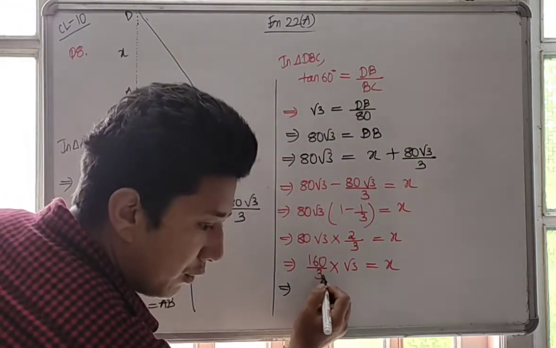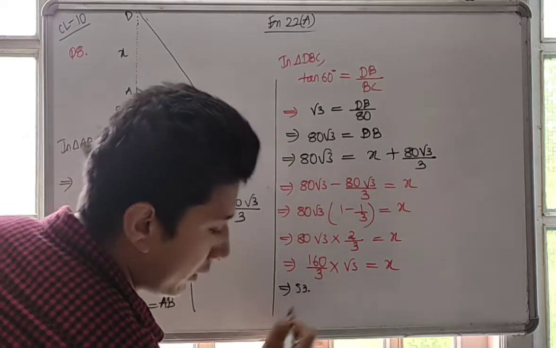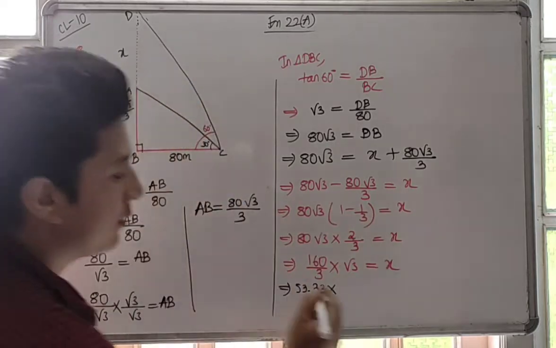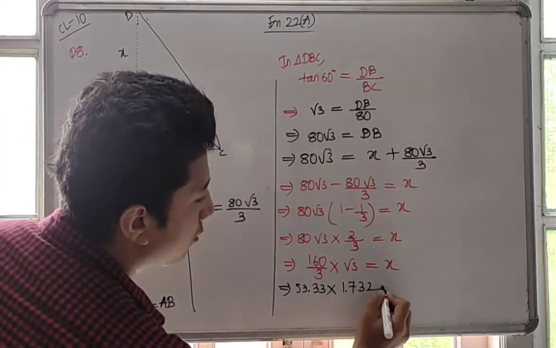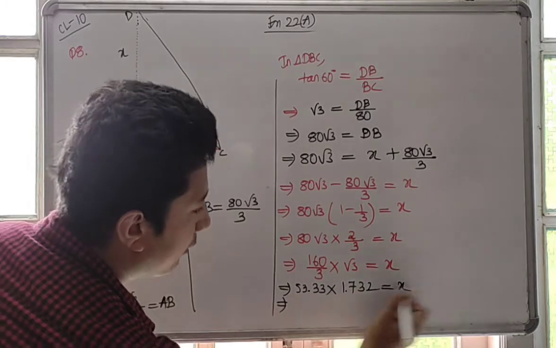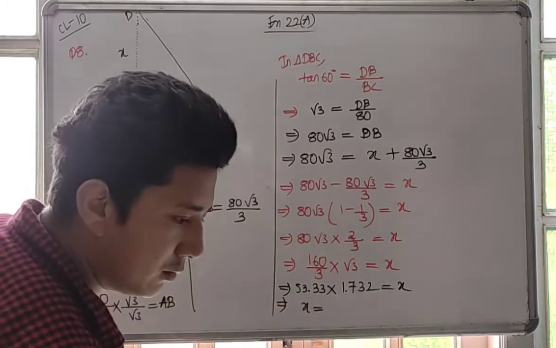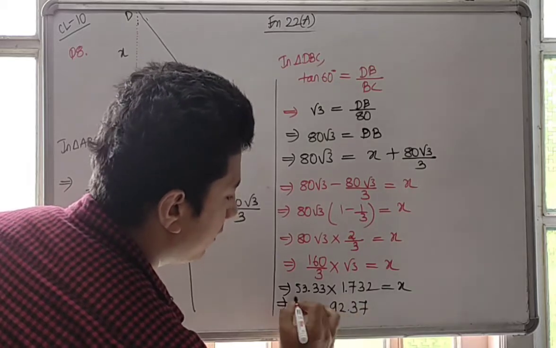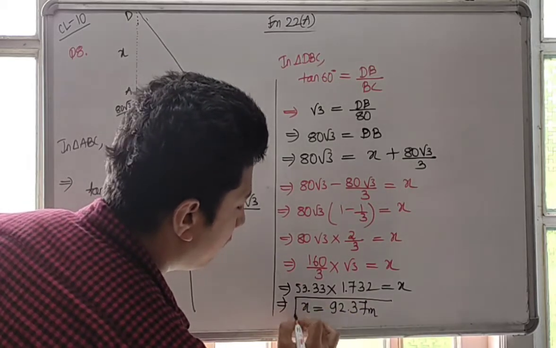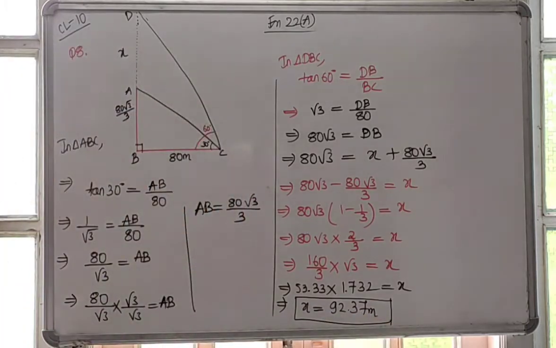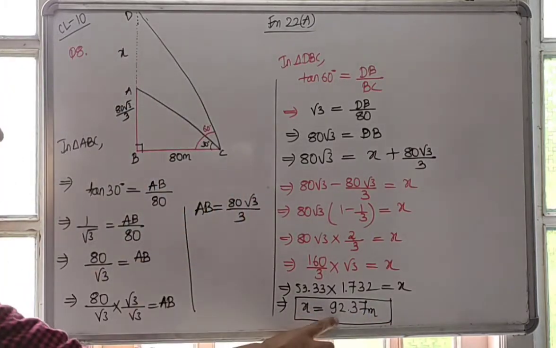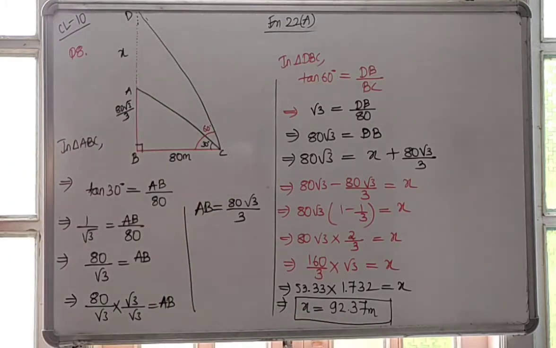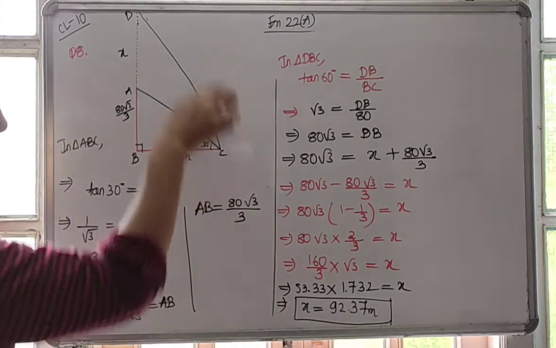160 by 3, if you do, you'll be getting 53.33, and root 3, you know, it is 1.732. So when you multiply these two numbers, you will be getting 92.37 meter, which will be the value of x. So therefore this tower should be raised by 92.37 meter high, so that the angle of elevation changes from 30 to 60 degree.